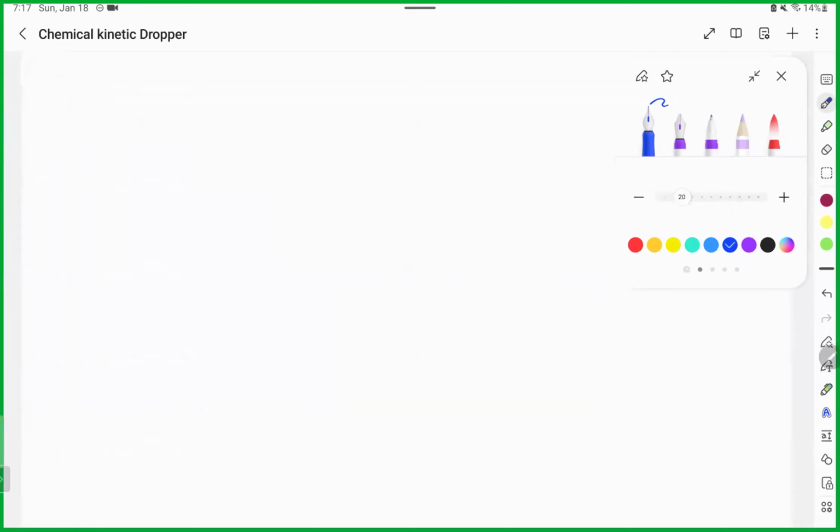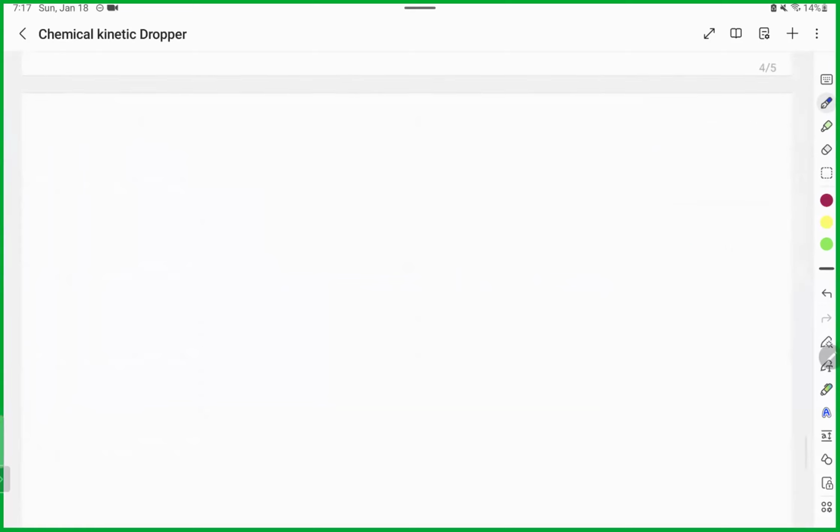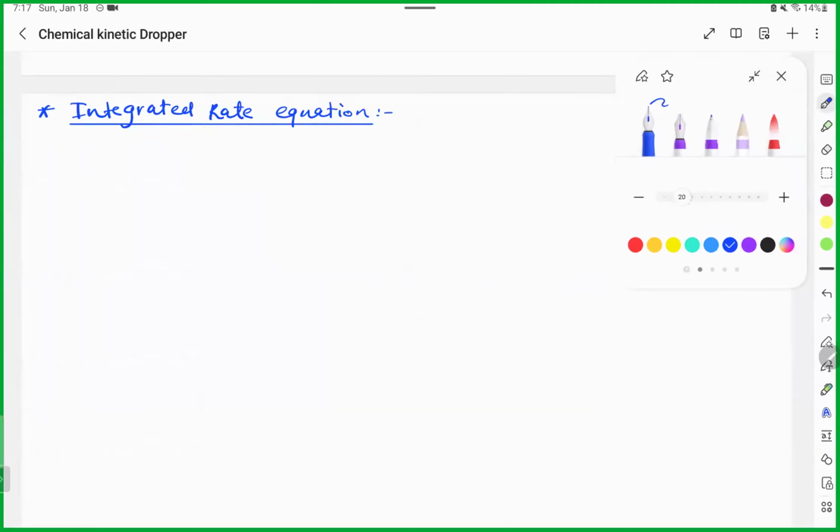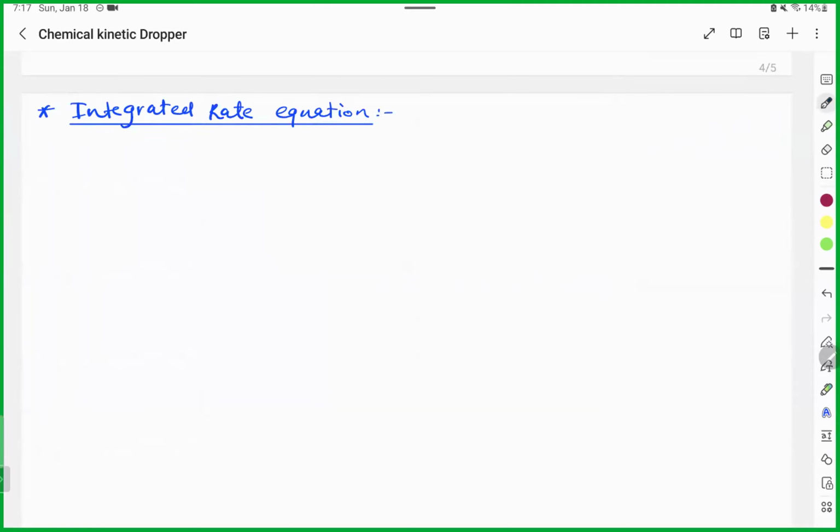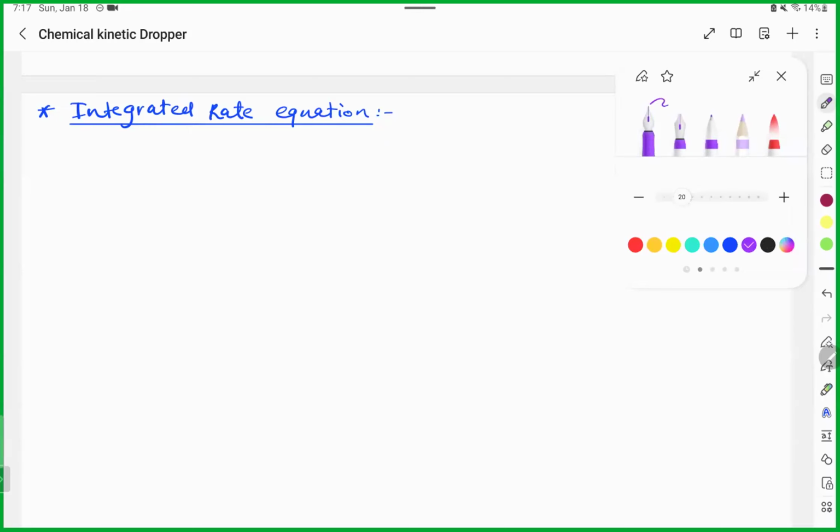Okay. So, integrated rate equation. Basically, you have to do integration. In this integrated rate equation, what you actually do is understand how to integrate different things, and based on that, what will be our result? Example: first integration is for zero order.